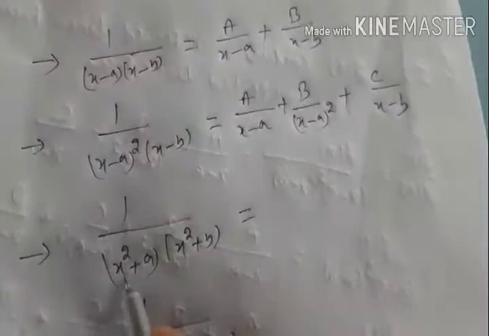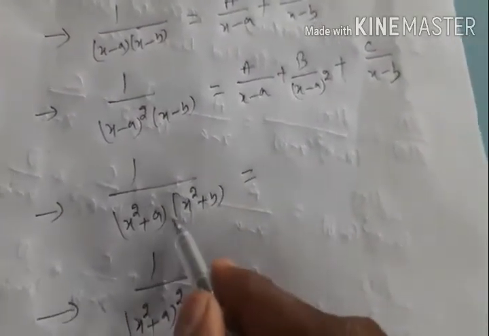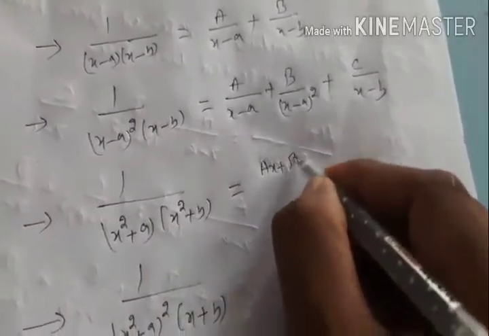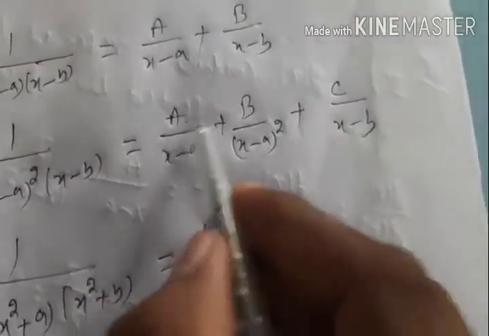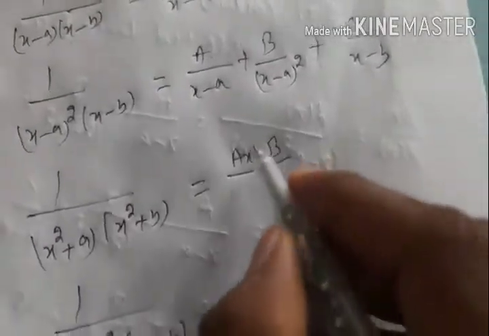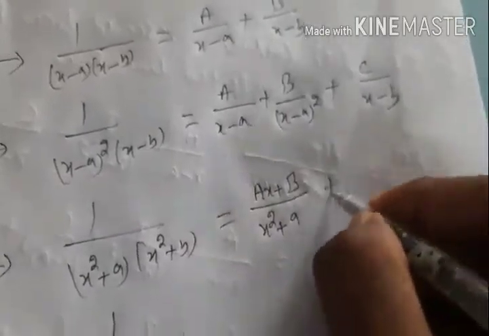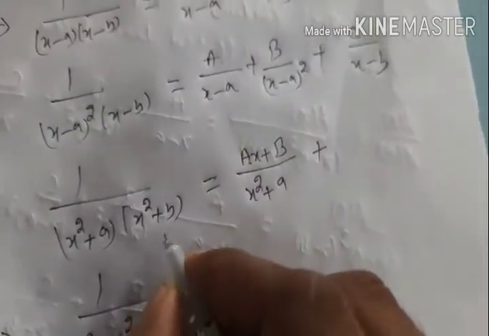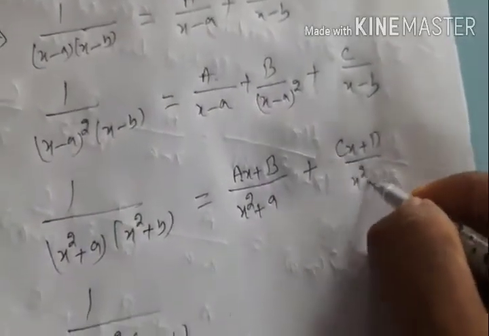And in the third example, x square plus a is a quadratic factor and x square plus b is also a non-repeated quadratic factor. In quadratic, we take the constant in linear format ax plus b. Here for linear factors, we take constants only a, b, c. But for quadratic factors, in the numerator we take the linear format ax plus b by x square plus a, and x square plus b is also a quadratic factor. That's why we take cx plus d by x square plus b.